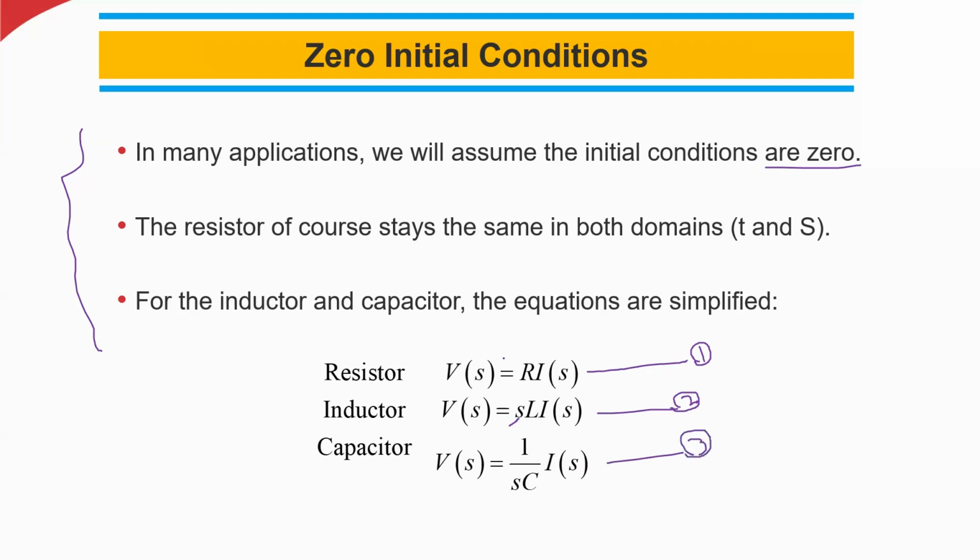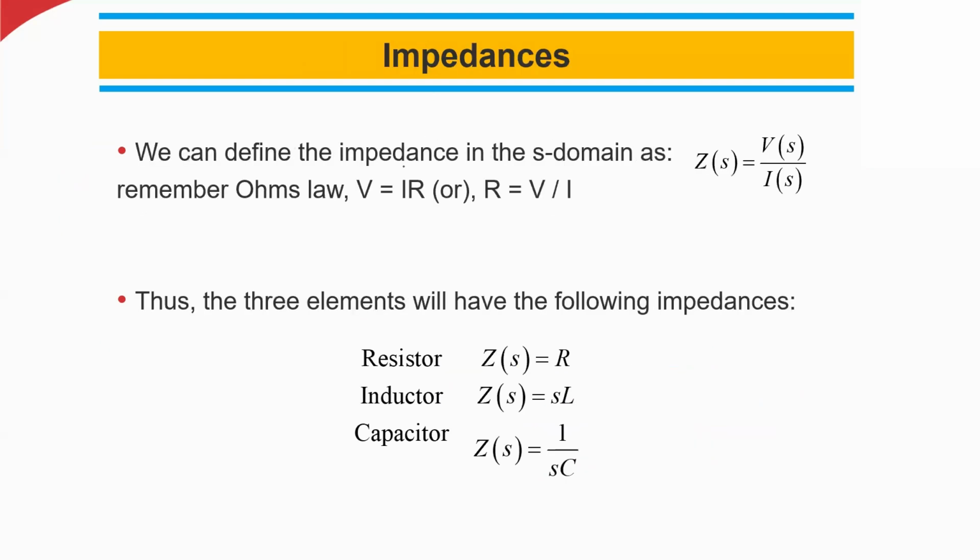So you should remember these 3 equations. These 3 equations are very important. Voltage across the resistor, inductor, and capacitor: R I of S, SL I of S, 1 divided by SC I of S. This is for 0 initial conditions.